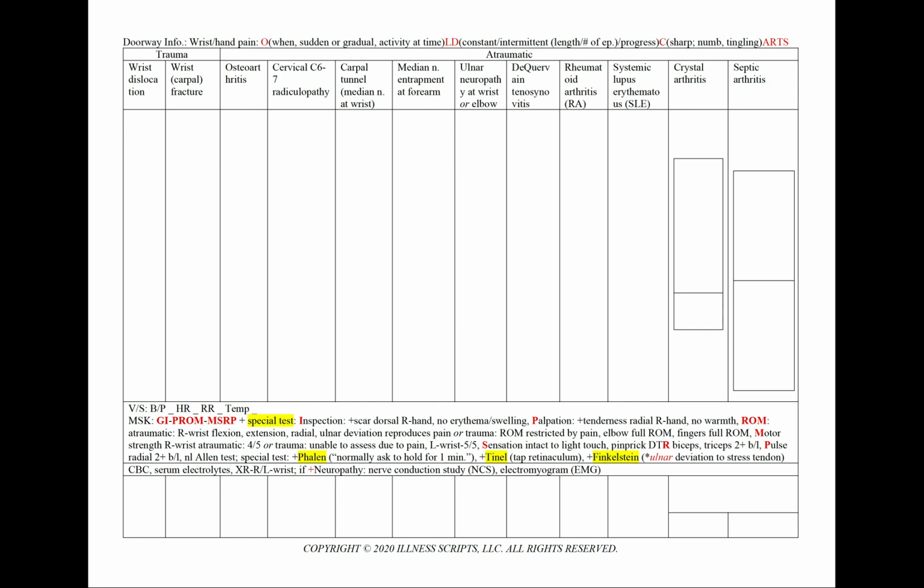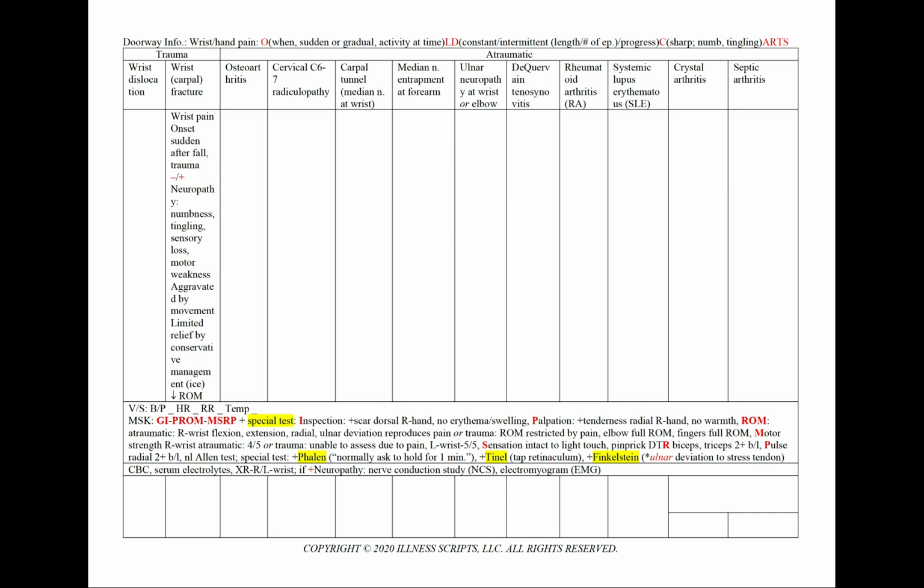For all cases, let's order a CBC, serum electrolytes, an X-ray of the right or left wrist, and if we have any neuropathy, as we'll see above, a nerve conduction study and an electromyogram. In a wrist dislocation, our supporting points include wrist pain, an onset that's sudden after a fall or trauma, and aggravated by movement, and as we'll see in our physical exam coming up, a decreased range of motion.